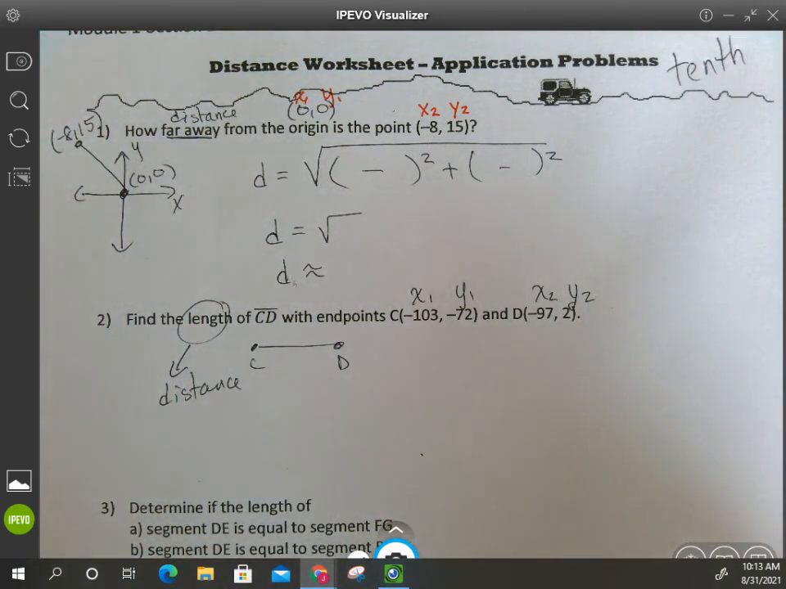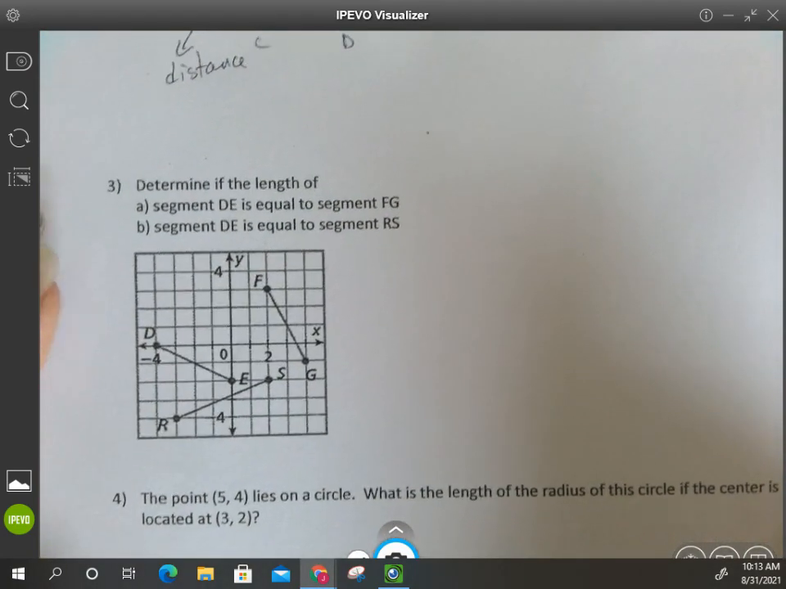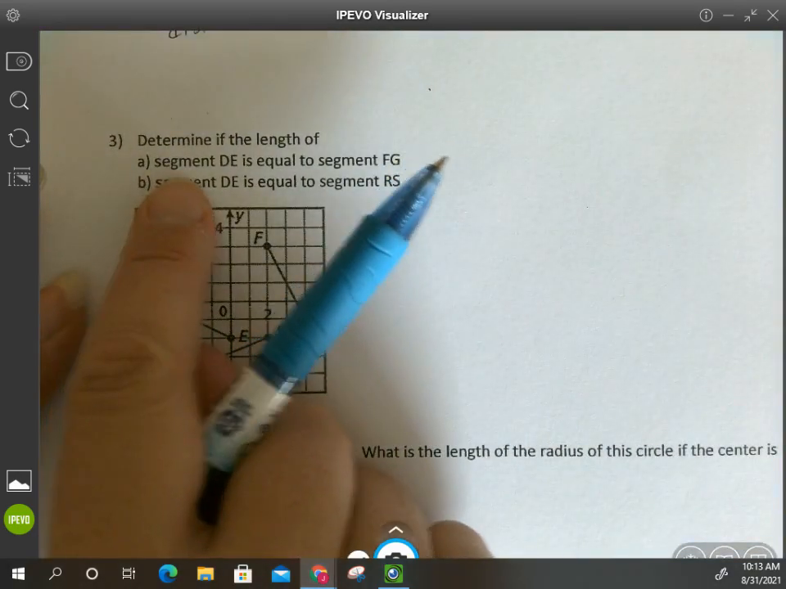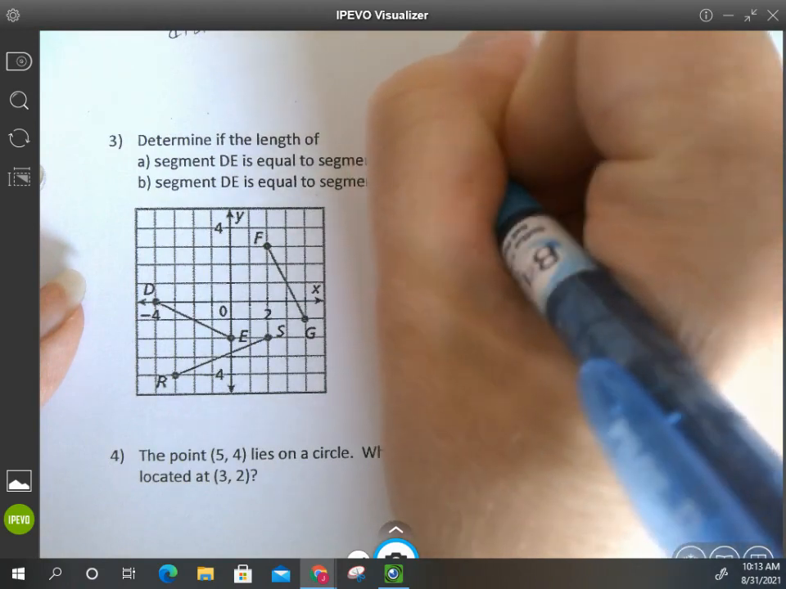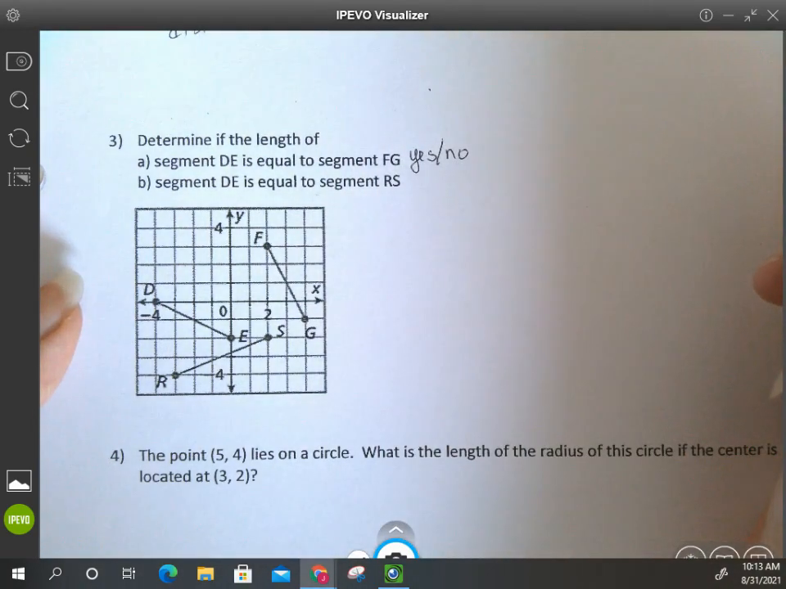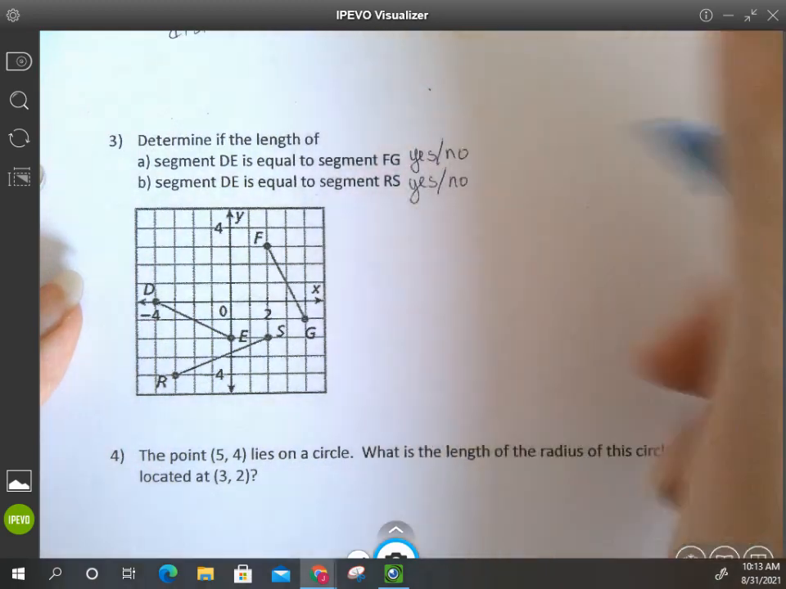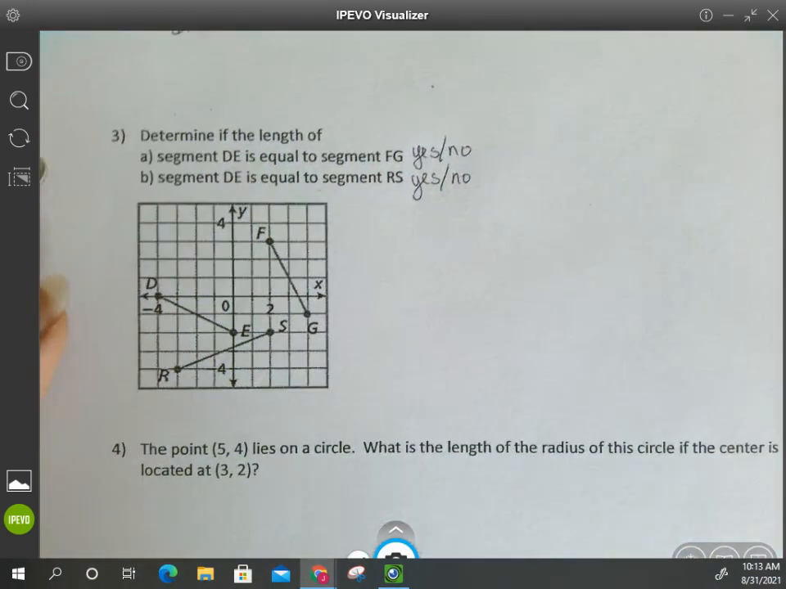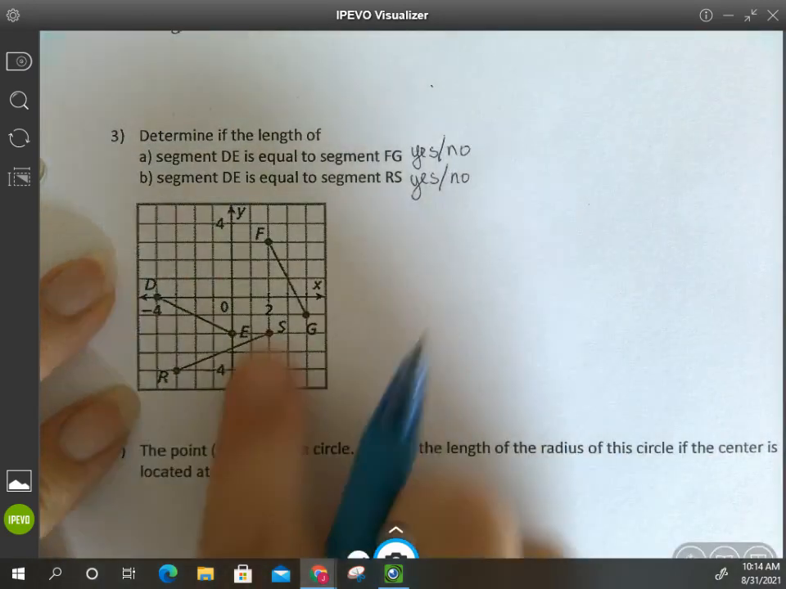It causes all kinds of problems, so follow these directions. Can I slide this up? All right, there are 2 questions here. So first, segment DE is equal to segment FG. I want you to write yes, no beside it, and whatever you decide after you get proof, you're going to circle it. So it's either yes or no, so you have to answer both of these. Well, in order to tell me if something's equal to or longer than, don't I need to know the distance? So look at your graph.